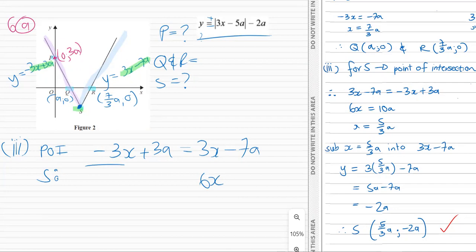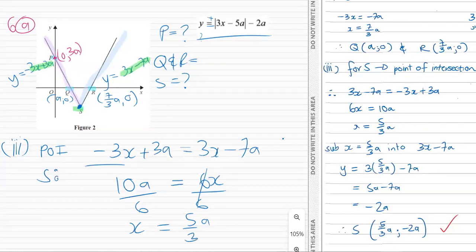And then we bring the a's to the left. That's plus 7, so that's going to be 10 a's. Divide both sides by 6. And that cancels out, and you have x is equal to 10a over 6, which is 5a over 3 simplified, or 5 over 3a.